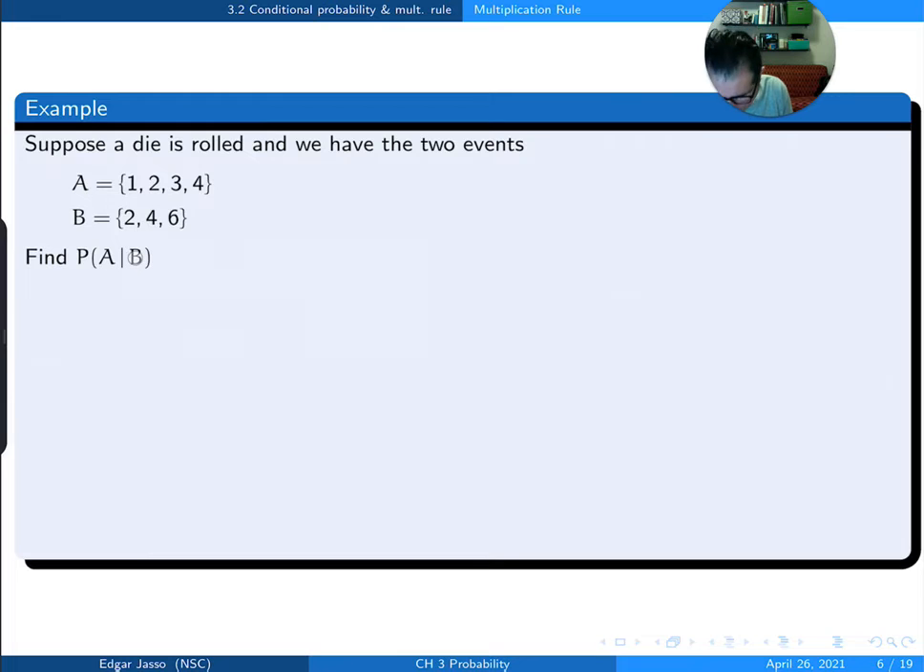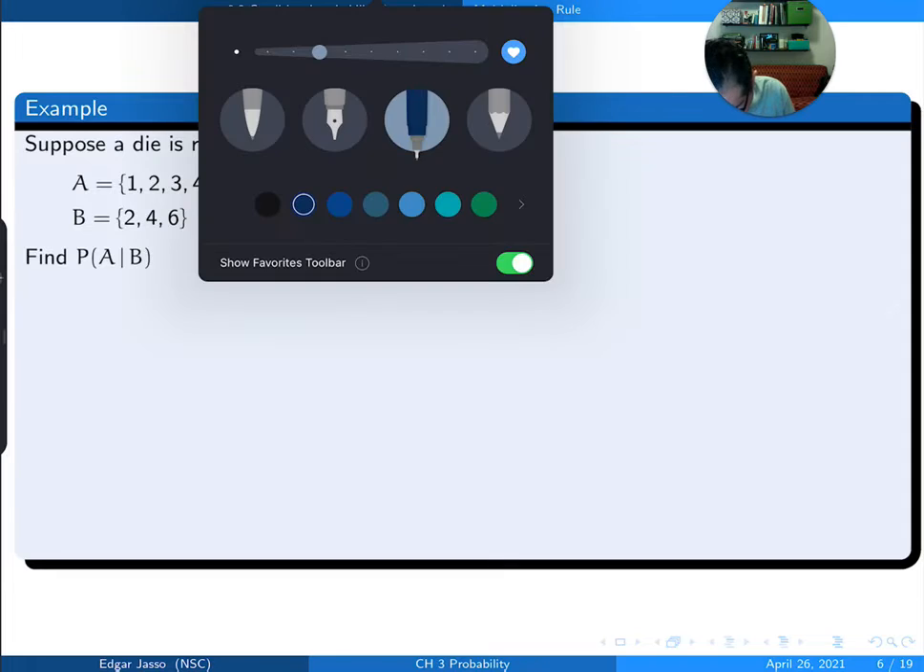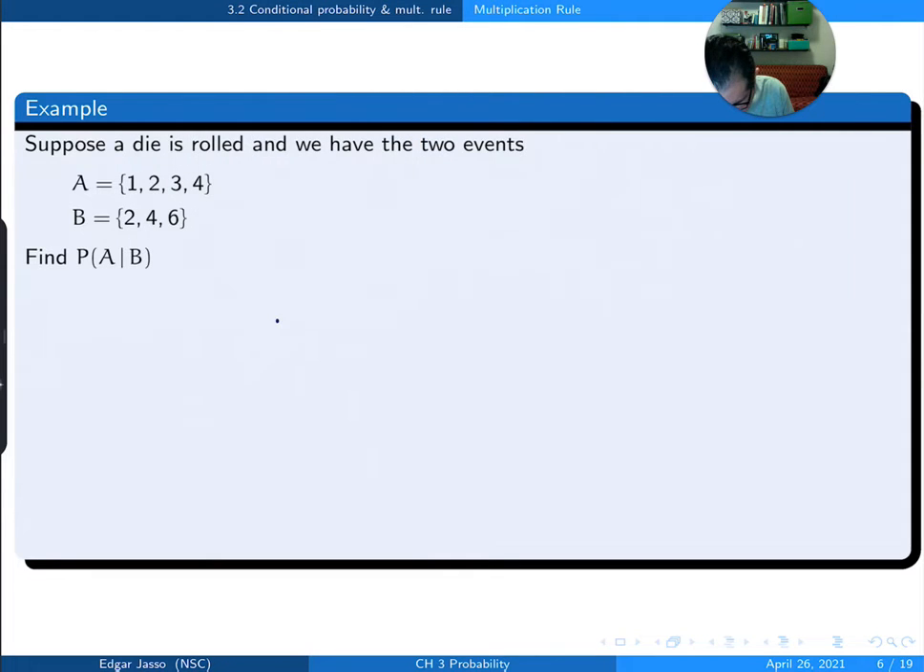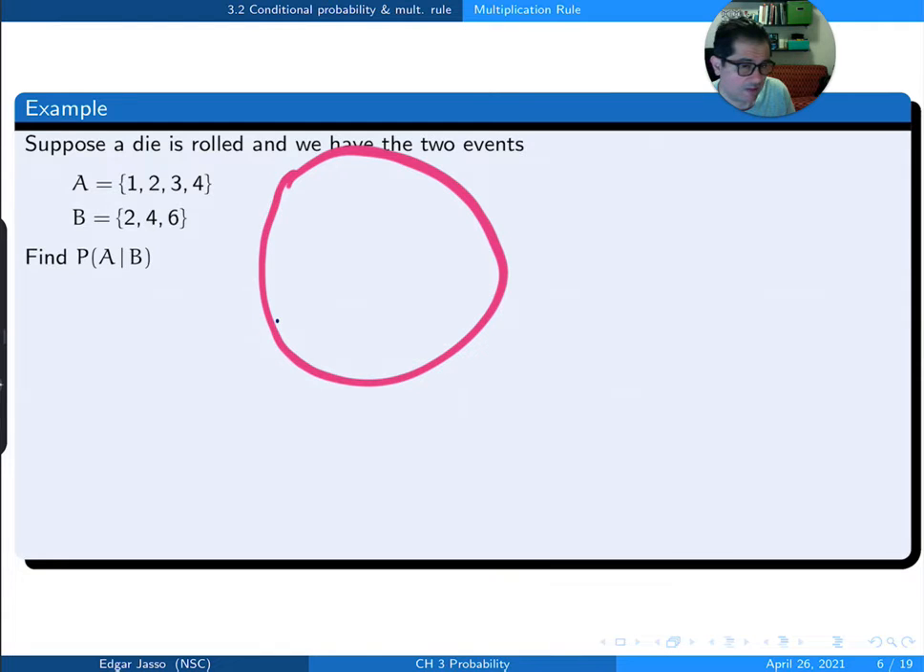Okay, so for this one, I'm going to do it two ways, sorry. First, I'm going to do it directly without the multiplication rule, and then I'm going to do it using the formula for the multiplication rule. I'm going to do a Venn diagram, saying my universe or my sample space has all the numbers 1, 2, 3, 4, 5, 6. I'm going to try to put them in a smart way.